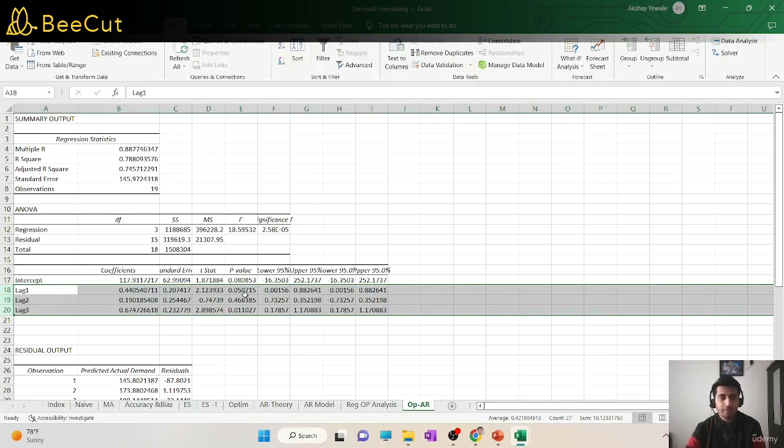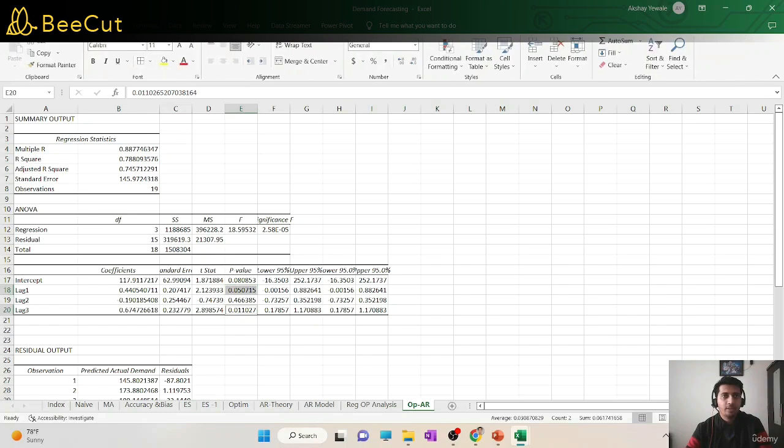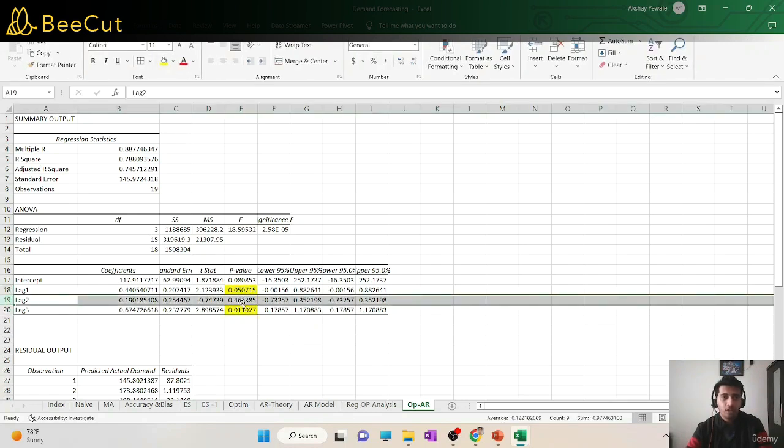So how can we judge them? If this p value is less than 0.05, which is the case in these two cases, they are less than 0.05. But if you see lag 2, it's way above 0.05, which means it's not adding much value, and is not statistically significant in our linear equation of the autoregressive model. So it's preferable that you remove this one and predict the model again.